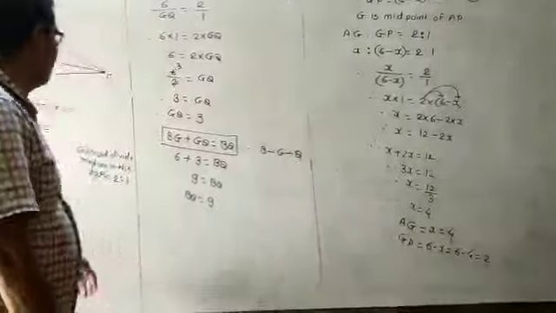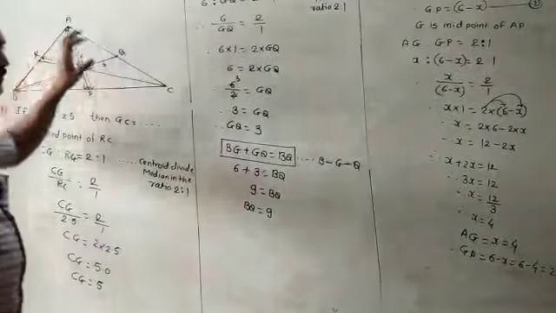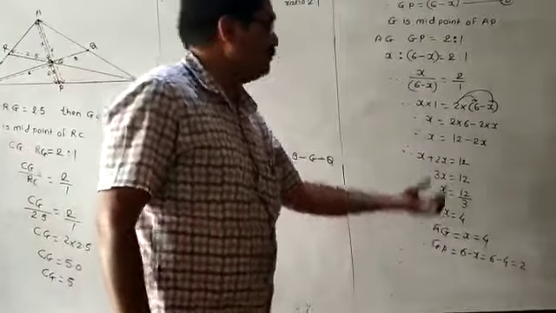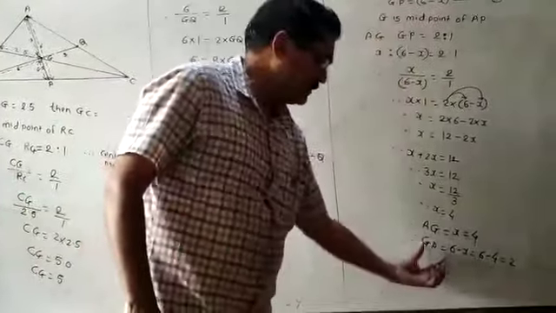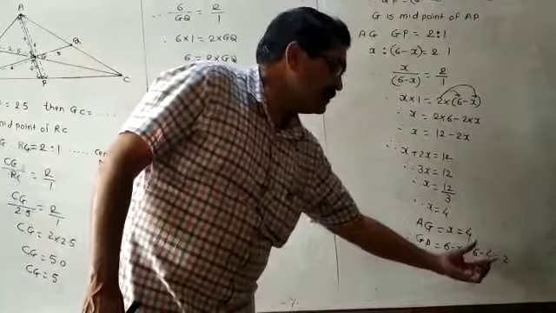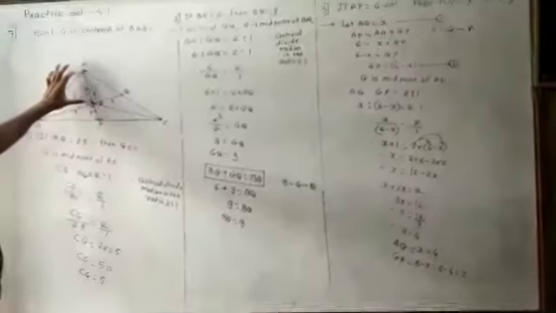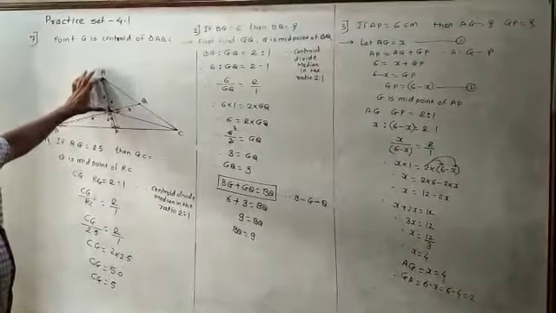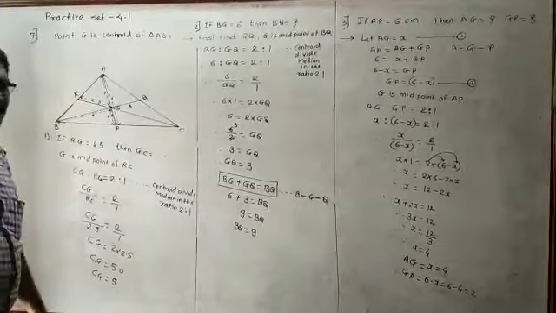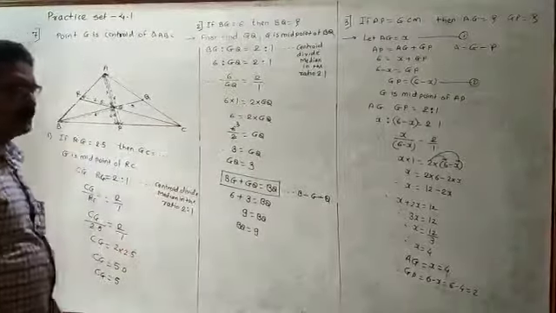Then AG is equal to 4 units. Then you have to find out GP. GP is equal to 6 minus X. At that time, 6 minus 4 is equal to 2 units. In this way, if this whole is 6, AG will come 4 and GP will come 2. And in this way, you have to solve this example properly.